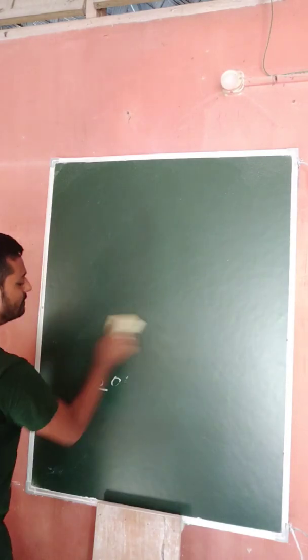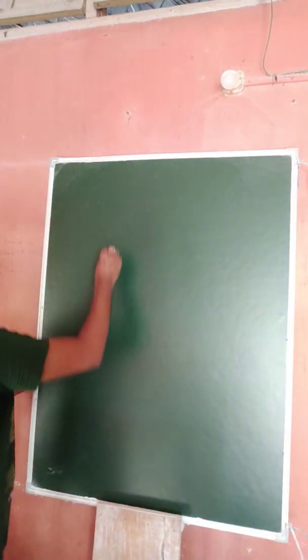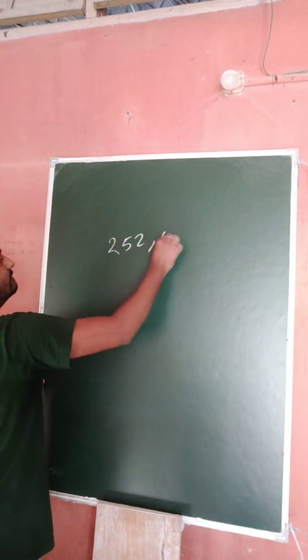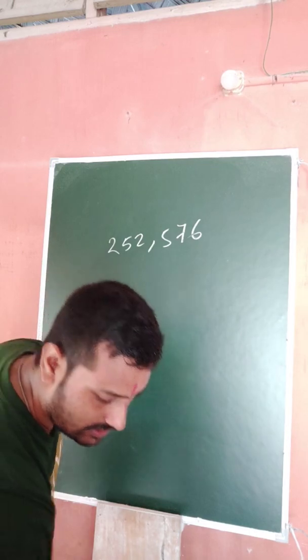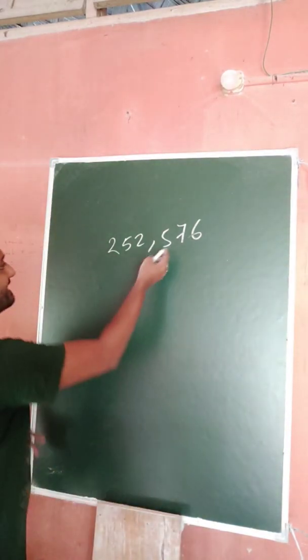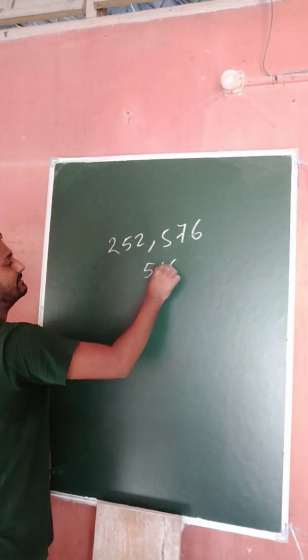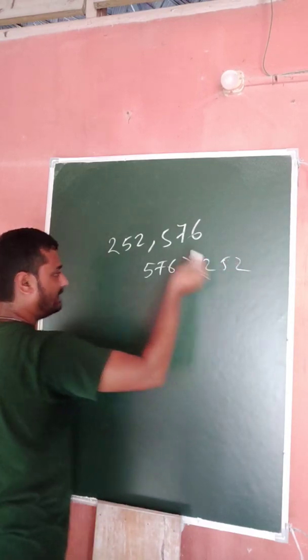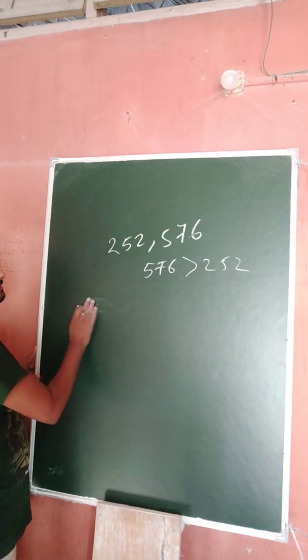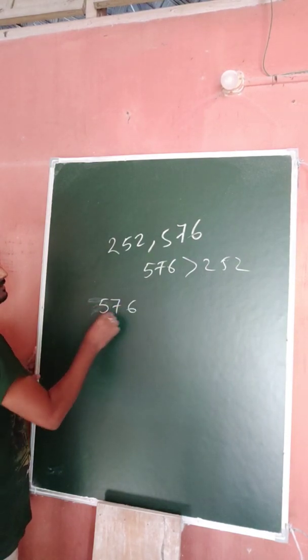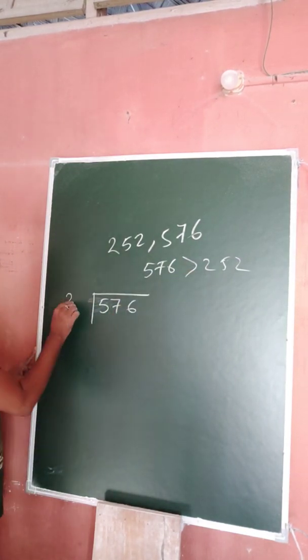So the two given numbers are 252 and 576. At first we have to check which one is bigger. 576 is bigger than 252. Applying the division method, the bigger number will be the dividend and the smaller number will be the divisor.